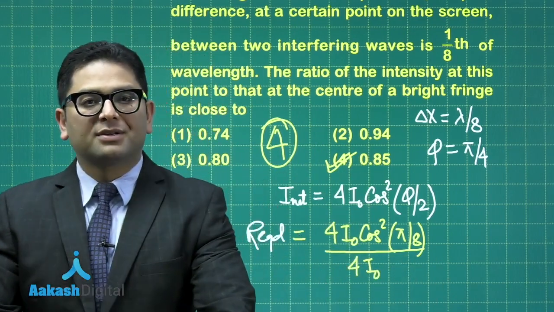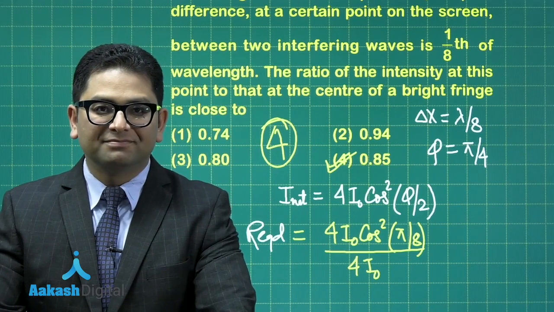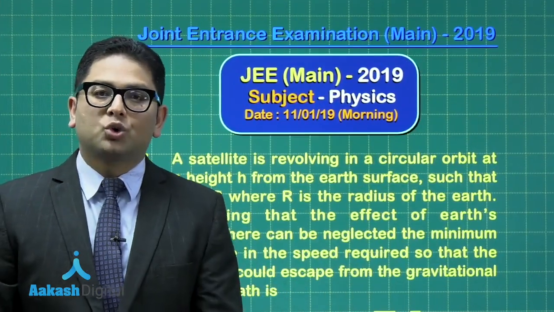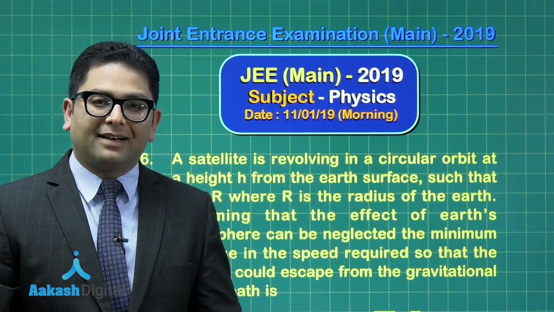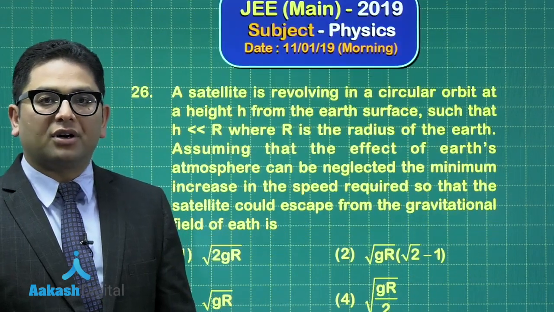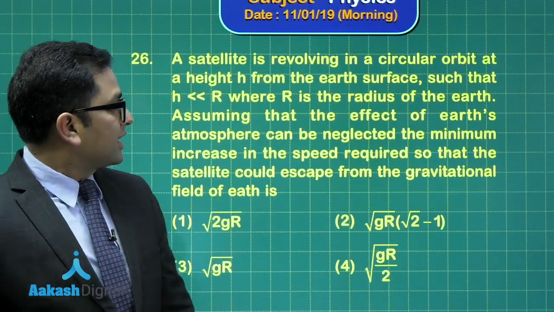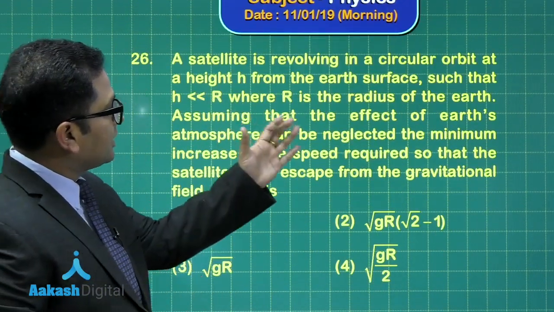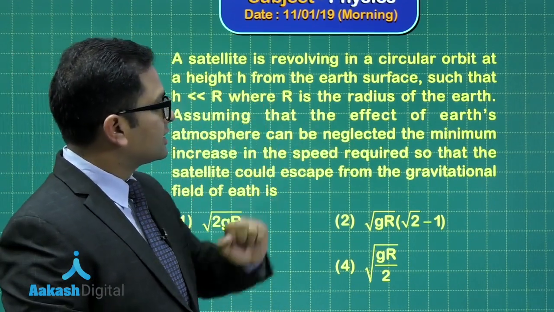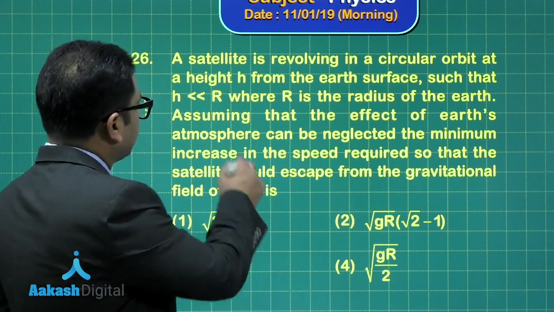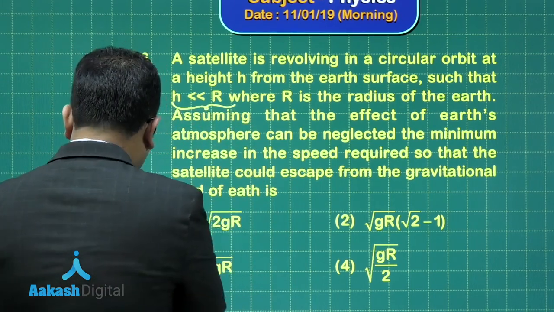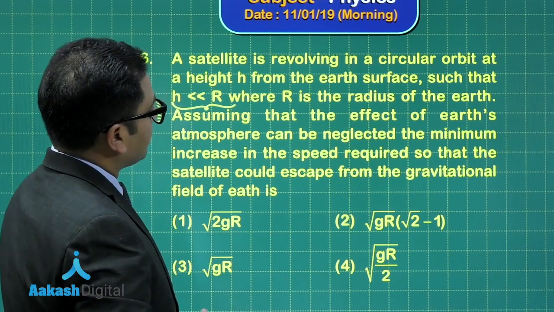Now let's move to question number 26, shall we? Now it's time to go to question number 26. And question number 26, as it's clear, has been picked from the topic of satellite. So it's something like this. A satellite is revolving in a circular orbit at a height h from the Earth's surface, and this condition has been given: small h, very, very much less than the radius of the Earth.